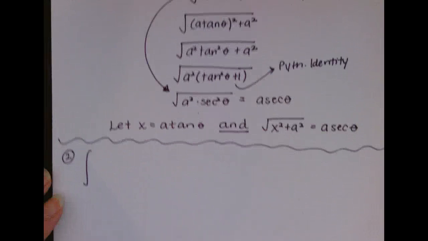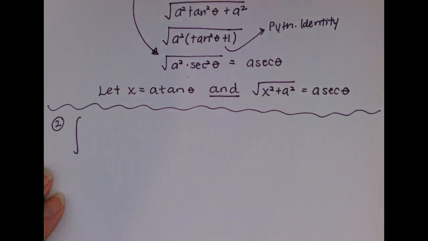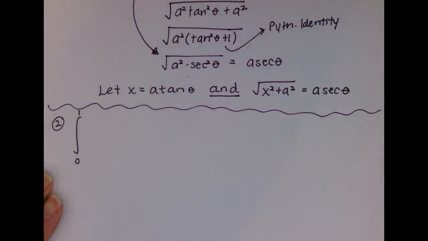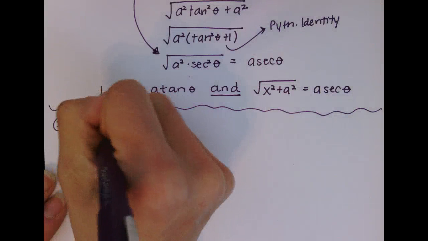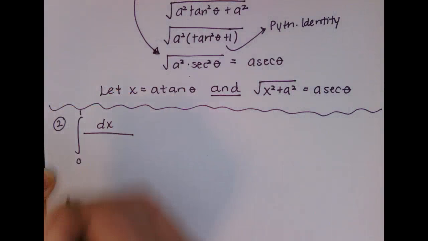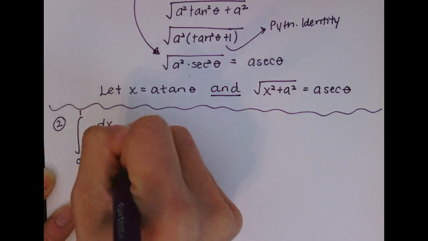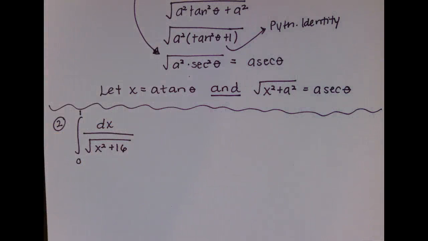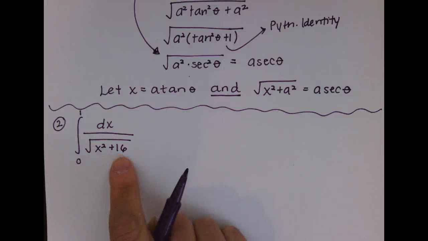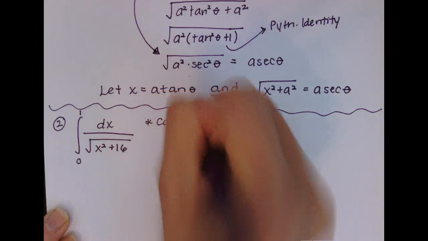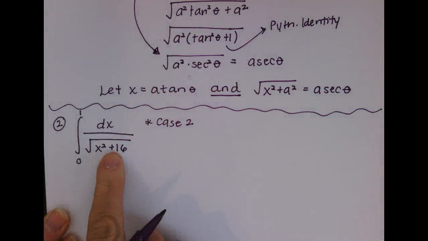So here, we're going to be doing a definite integral just to show you how that process differs from the indefinite integral we used last time. But you're seeing that same setup where we have a rational function where the denominator is the square root of x squared plus a squared. And again, that's how we know that it's case 2, because of the format of the terms underneath that square root.